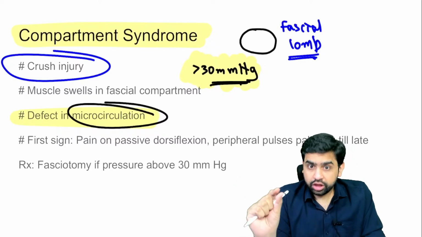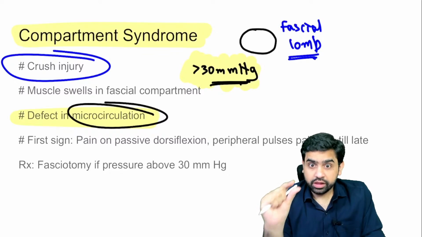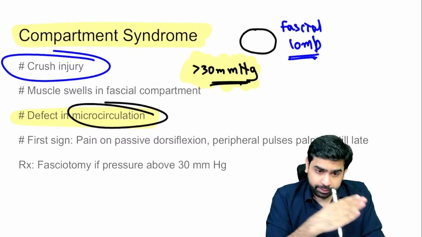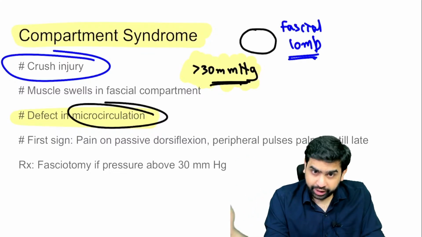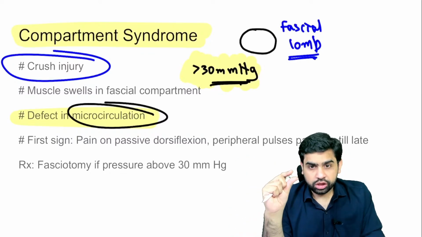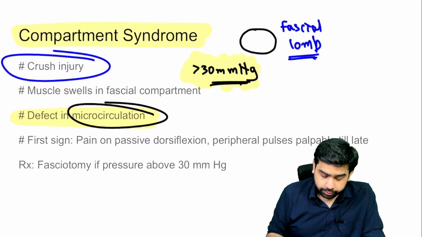Because the distal pulsations are because of the bigger vessels, and the bigger vessels are not going to get compressed with 30 millimeters of mercury. Only when that particular pressure rises much higher will the distal pulsations get reduced.